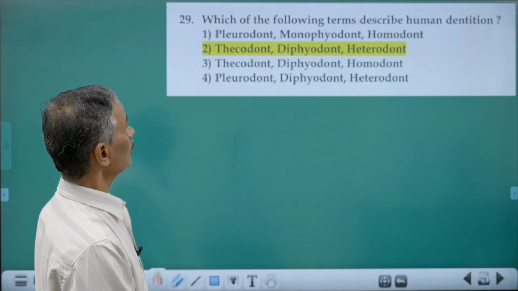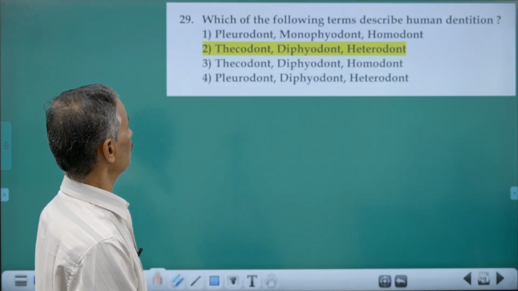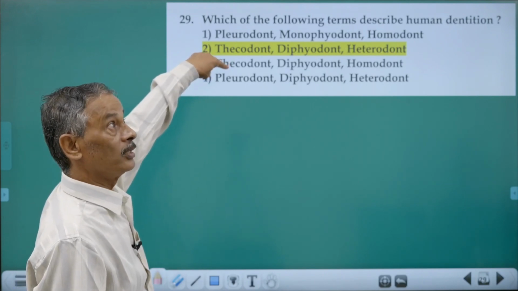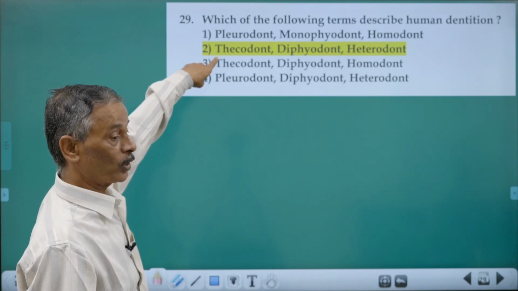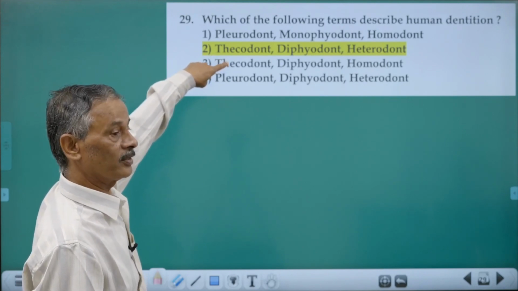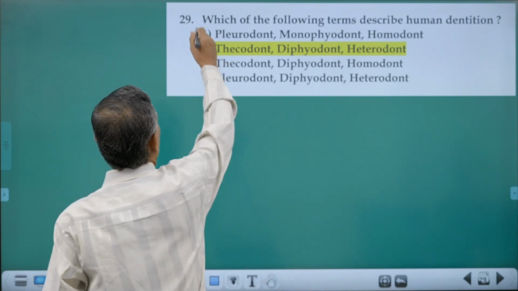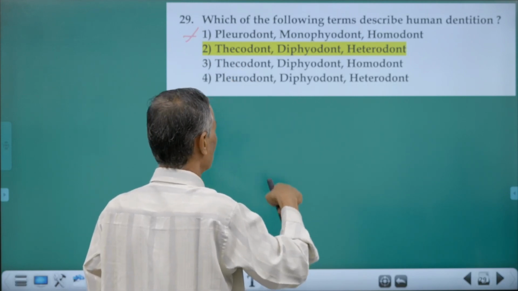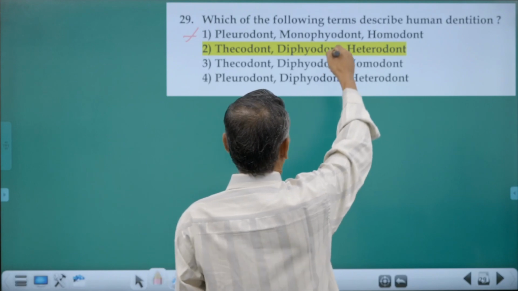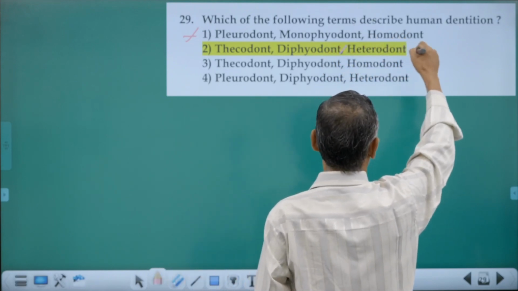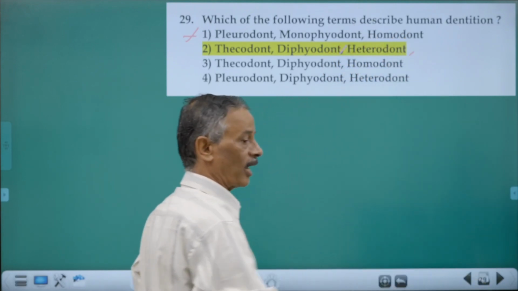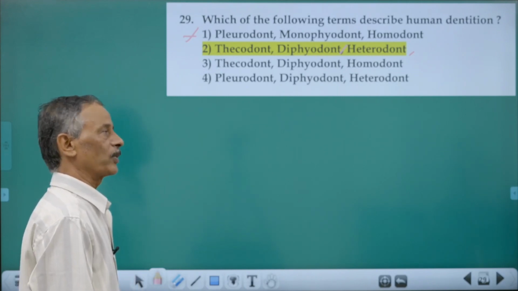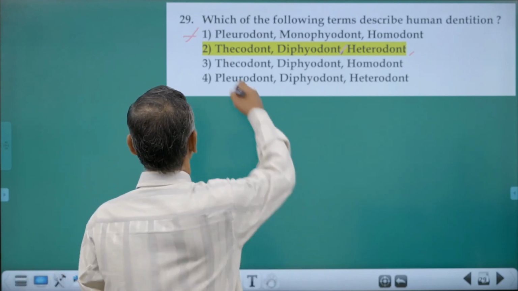Which of the following terms describe human dentition? Pleurodont. What is pleurodont? Teeth are kept in pleura. Pleura is the membrane that covers the bone. No. We are thecodont. They are kept in cavities called sockets. Correct. Diphyodont: two sets of teeth. Correct. Heterodont: different types of teeth. We are having four types of teeth: incisors, canines, premolars and molars. So that's the correct one.